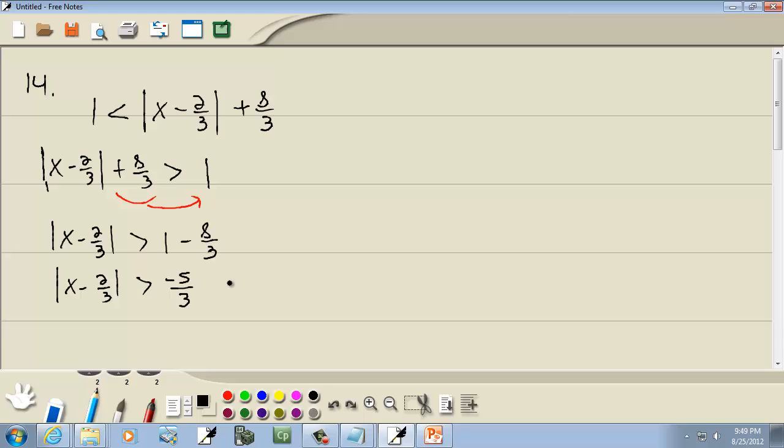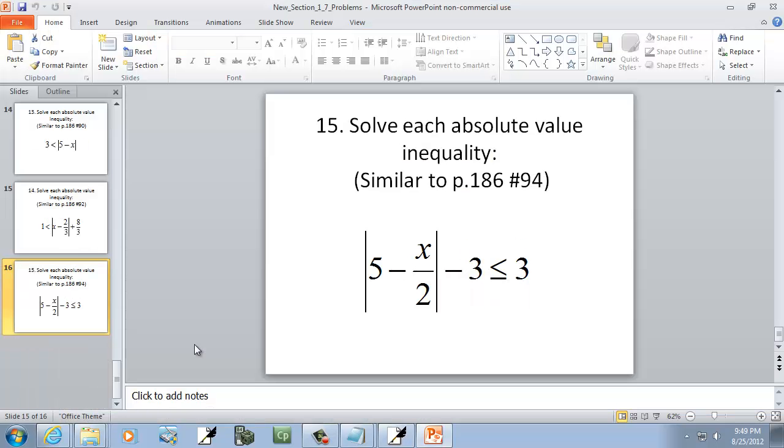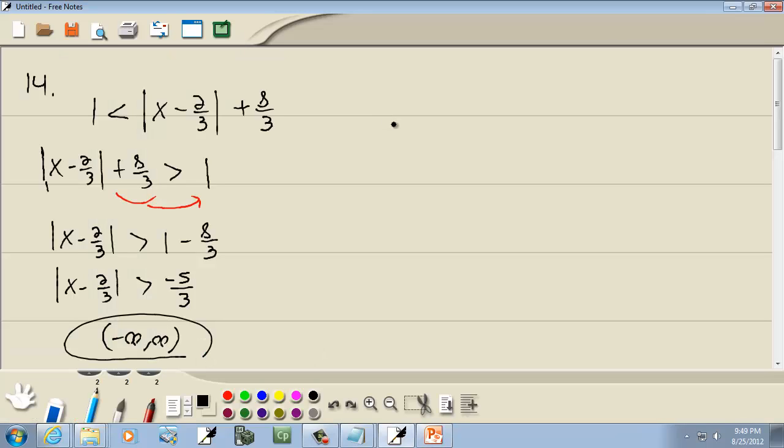This is one of our oddball cases. Think what an absolute value does. Absolute value makes whatever's inside positive, or it can equal 0. So when we're asking when is an absolute value greater than a negative number, it always is, no matter what you put in. So our answer would be negative infinity to positive infinity. We're going to talk a lot more about the oddball cases here in a minute. This is showing some of them actually in the problems.